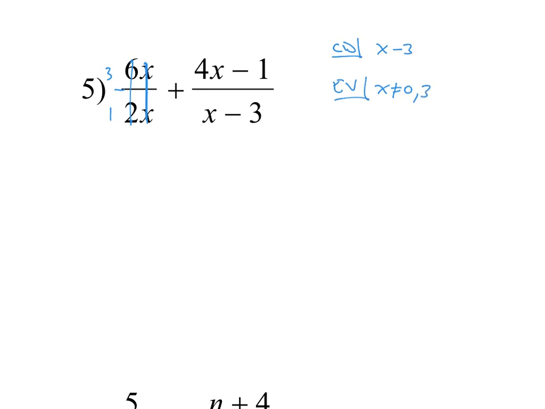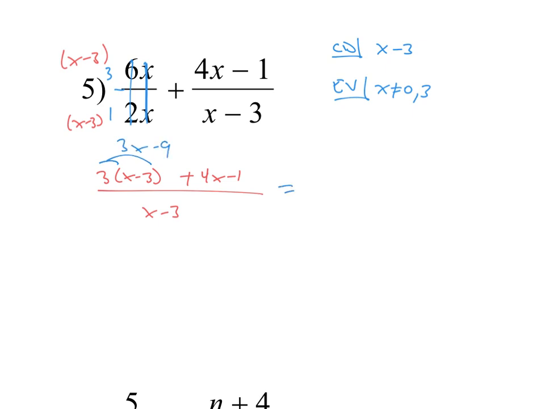So now all I need here is this side just needs the x minus 3. So I have 3 times x minus 3 over here plus 4x minus 1 all over x minus 3. Nice and simple. So let's distribute this. So I got a 3x minus 9. So up top, 3x minus 4x is -1x, or just -x. And then -9 plus -1 is -10. And I got over x minus 3.